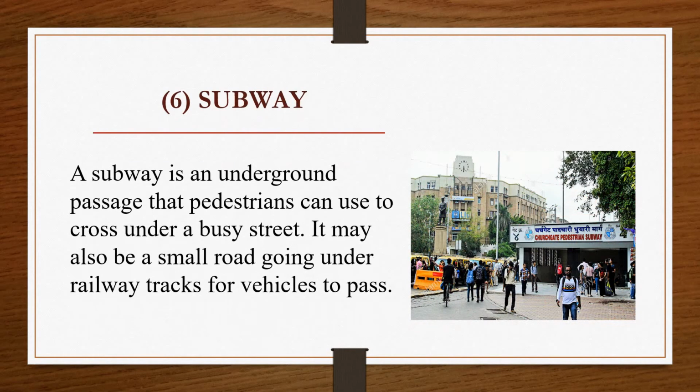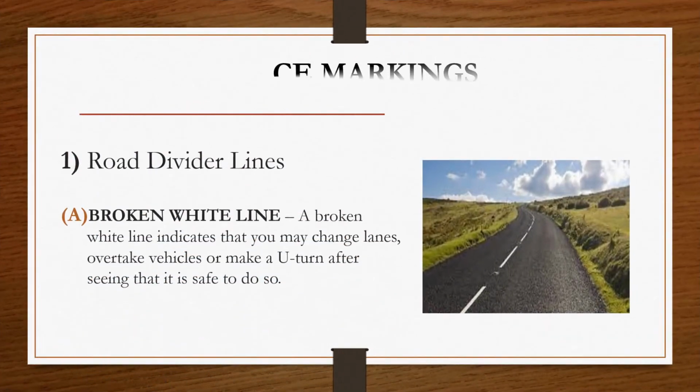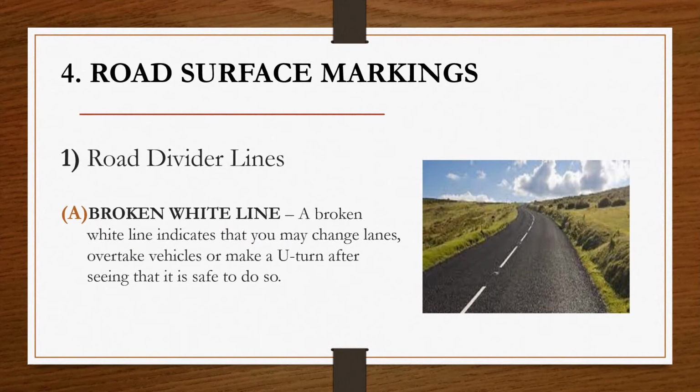Sixth, subway. A subway is an underground passage that pedestrians can use to cross under a busy street. It may also be a small road going under railway tracks for vehicles to pass. Fourth, road surface markings. Students, you must have seen some markings on the road. Today, we are going to learn those markings as well.